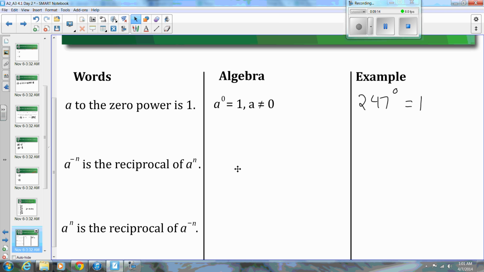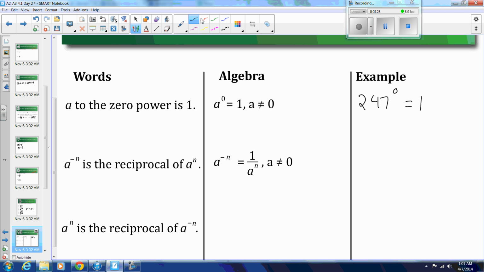And a to the negative n is basically just the reciprocal of a to the n. So what does that mean? That means that a to the negative n is equal to 1 over a to the n. All right, so let's take a look at that in terms of an example.